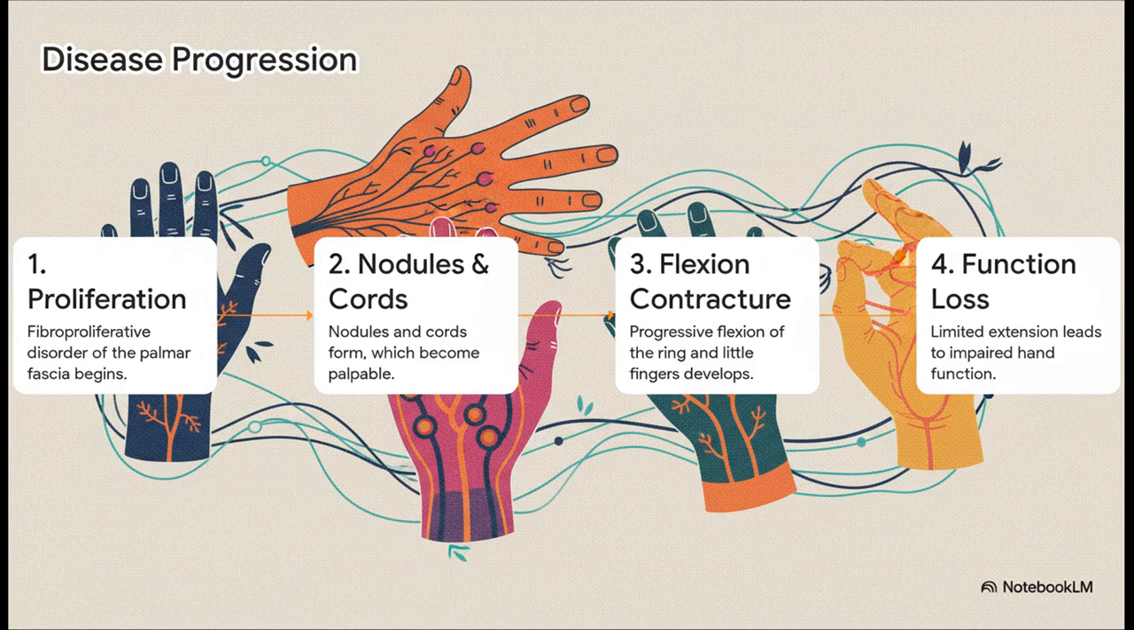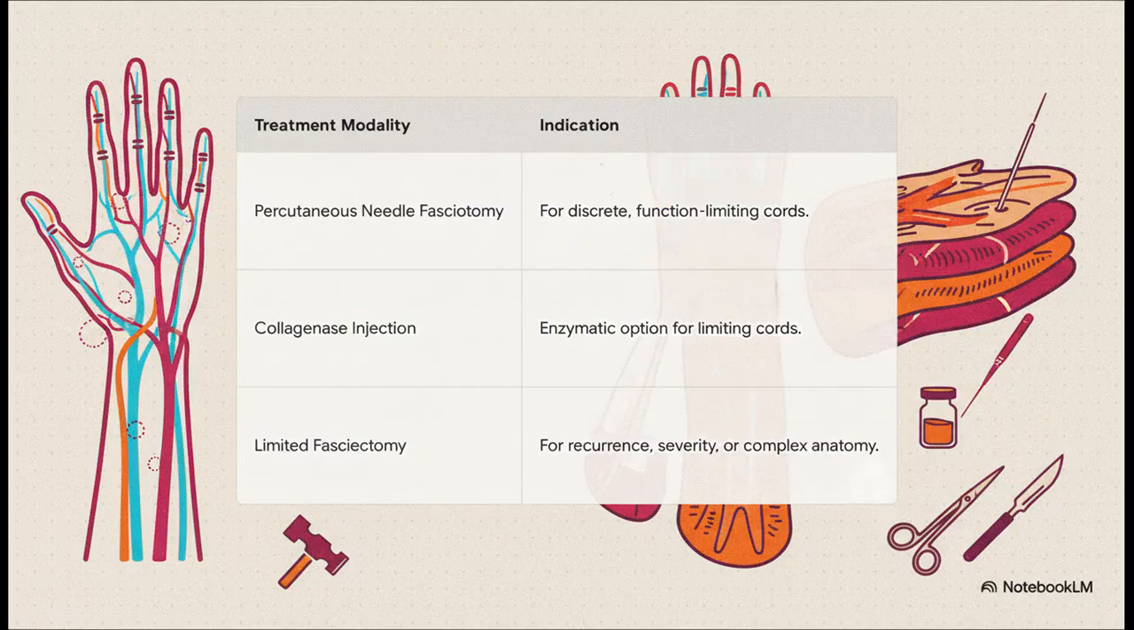And you can see that whole pathological cascade mapped out right here. It all starts at a cellular level, deep in the palmar fascia. Then it becomes something you can actually feel, those nodules and cords. Eventually, that leads to the classic clinical picture, a flexion contracture, usually of the ring and little fingers, causing some really debilitating functional limitations.